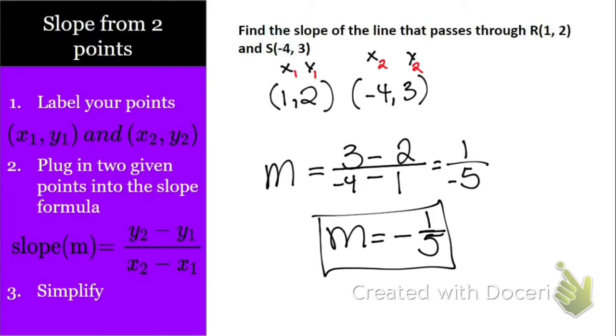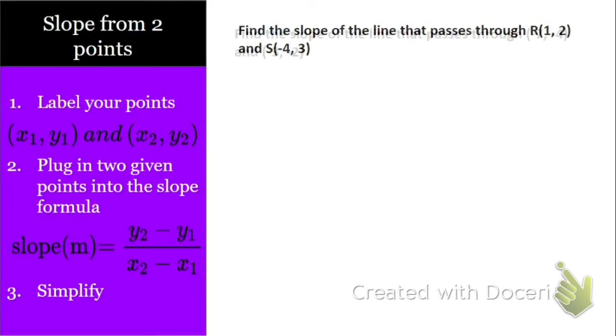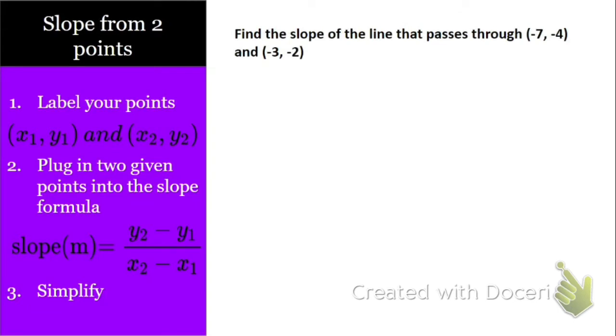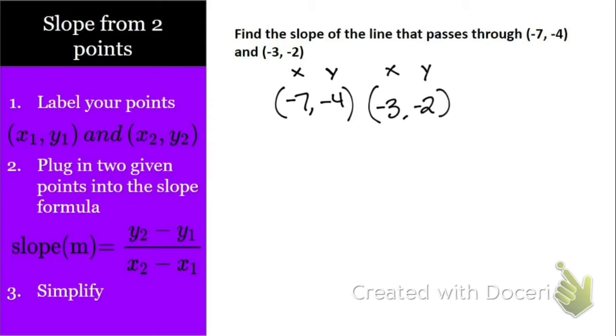All right, as we move on to our next example, it says we have to find the slope of the line that passes through (-7, -4) and (-3, -2). So let's label. I write my ordered pair, I've got -7, -4, and put my little x and y. I write my second one, we've got -3, -2, and put my x and y. For the first ordered pair, I write my little 1's. For the second ordered pair, I write my little 2's.